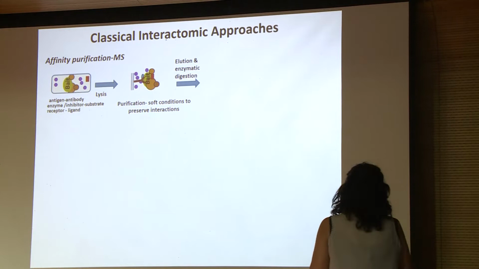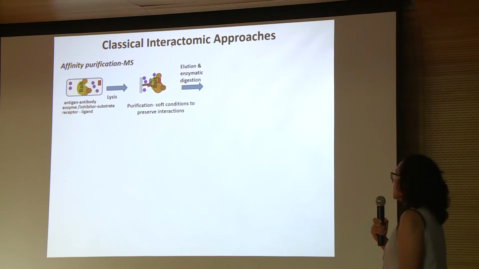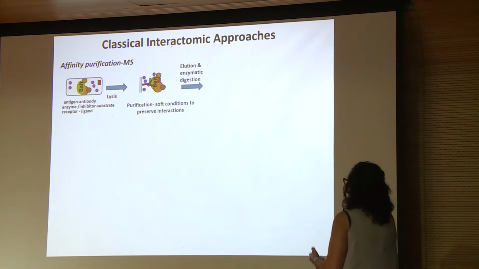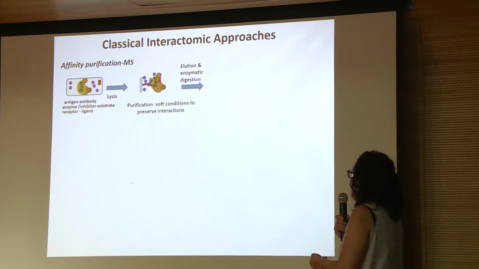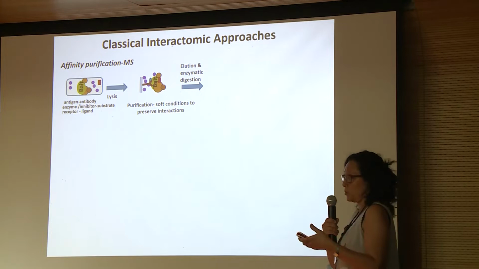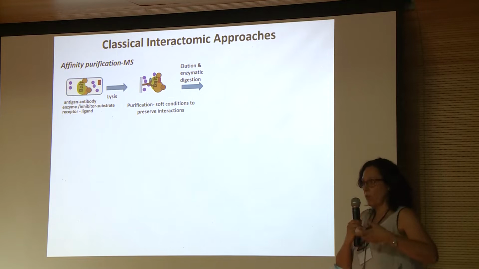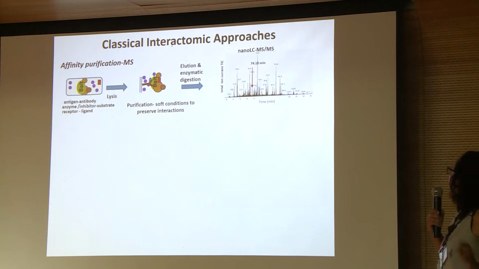In this approach, basically, we rely on different known interactions, for example, antigen-antibody or an enzyme inhibitor or receptor ligand to purify our protein. And with the protein, we aim to bring all the partners that are interacting with it in the cell. So this means that we have to break the cell, perform lysis, and then from there, capture the protein with all the interactors and then perform several wash steps to get rid of the interactors that we don't need. And after that, we perform enzymatic digestion and we couple this with nano-LC MS-MS analysis to identify the protein partners.